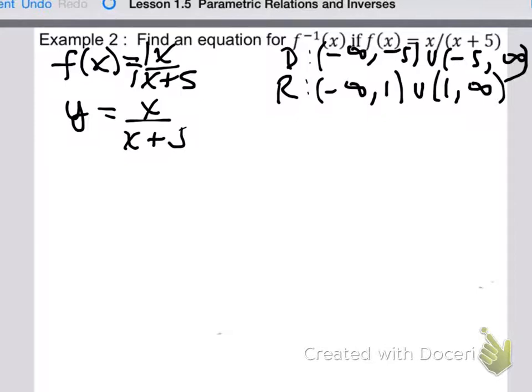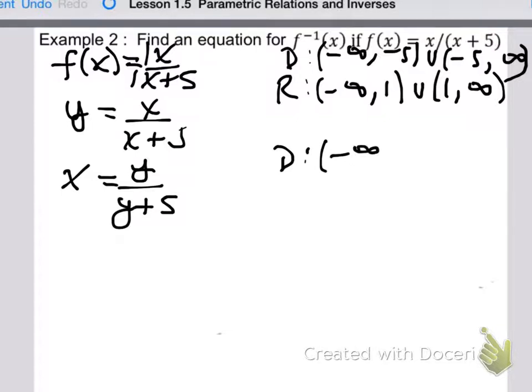And then once I have it written like this, I'm going to switch my x and my y's. So I'm going to write x equals y divided by y plus 5. And when I do that, I have to change the domain and the range. I've switched the x and the y, so my domain and the range are going to switch. And so my domain now is going to be from negative infinity to 1, and in the interval from 1 to infinity. Alright, so it's very important.